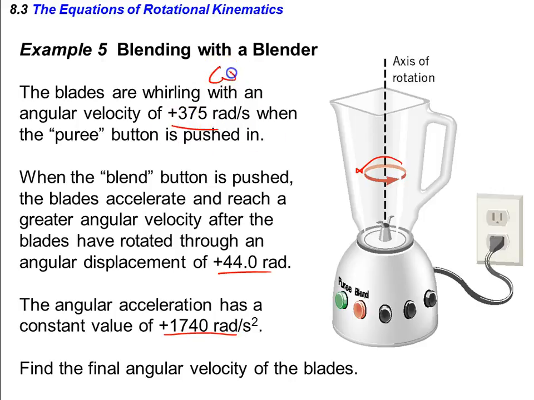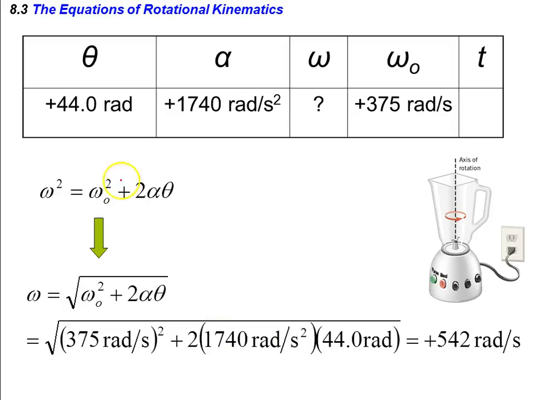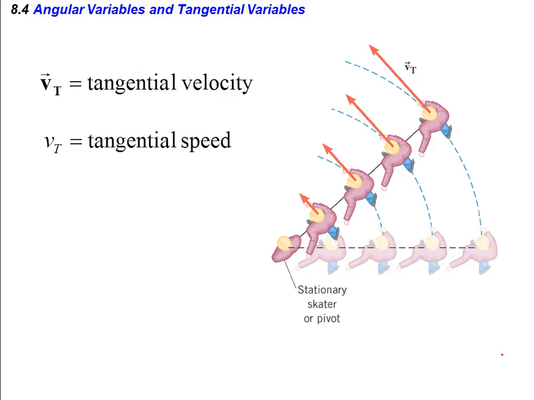This is omega naught. This is delta theta. And this is alpha. So we just have to figure out, here's 3. We need an equation that relates 4, including the one that we're trying to find, which is our final omega. So which equation relates those 4? That's the equation omega squared equals omega naught squared plus 2 alpha theta. Plug all the information in and solve for our unknown to get 542 radians per second.